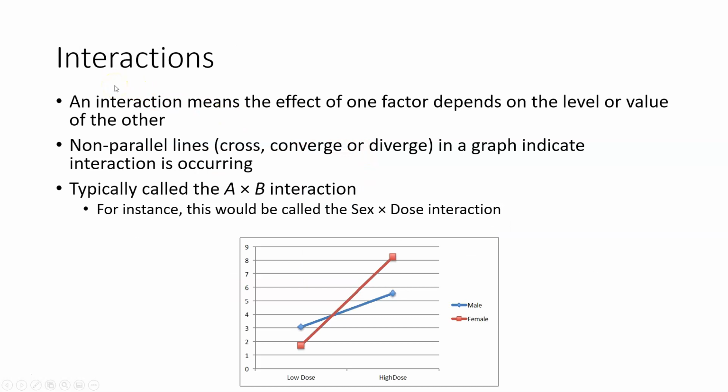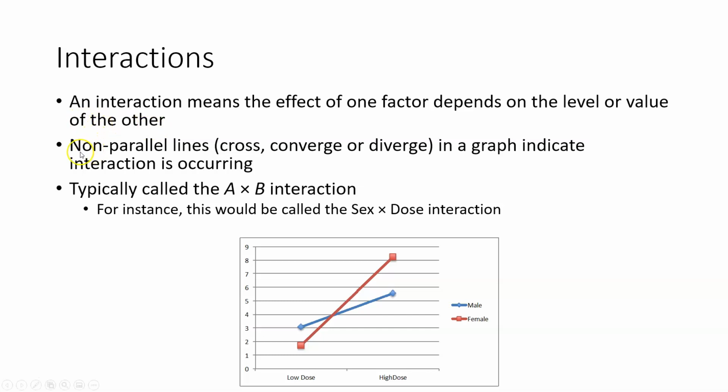Remember, though, that I said when we run a factorial ANOVA, we actually make three comparisons. One's the main effect of A, a main effect of B, which we just talked about, and the third one is an interaction between A and B. An interaction means the effect of one factor depends on the level or the value of the other one. So you can't just interpret the main effect in isolation because it depends on what's going on with the other factor.